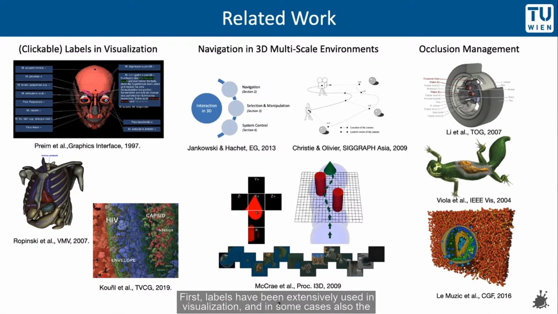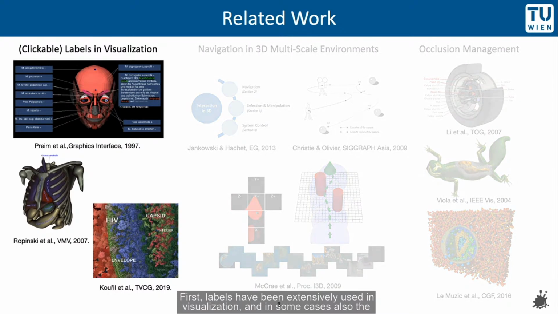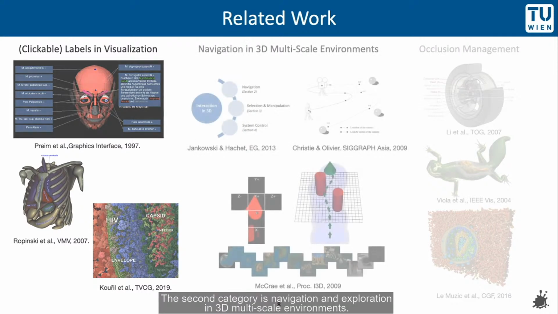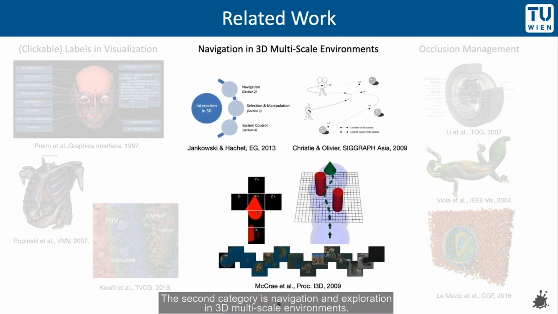First, labels have been extensively used in visualization, and in some cases also the clicking interaction was included. None of the existing work, however, uses the clicking interaction for traversing a hierarchical organization of a spatial model. The second category is navigation and exploration in 3D multiscale environments.